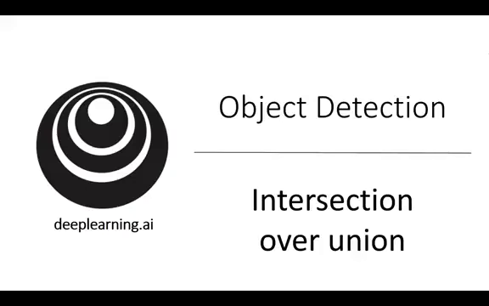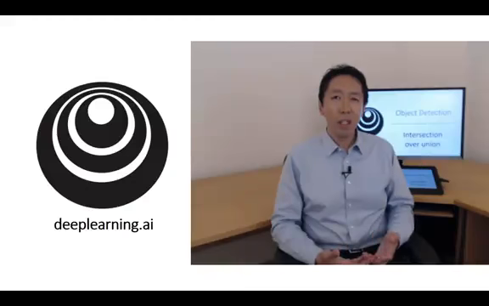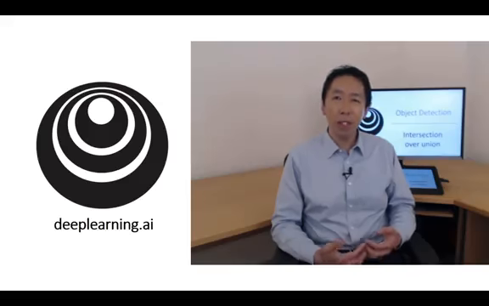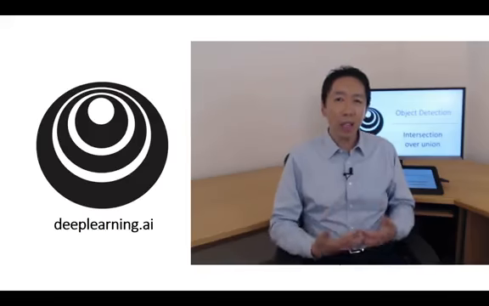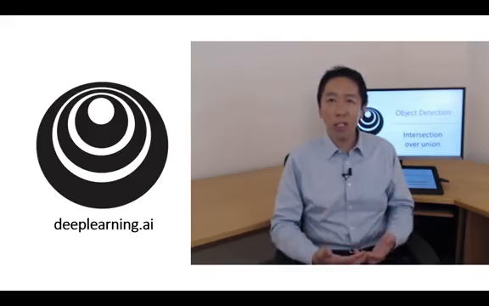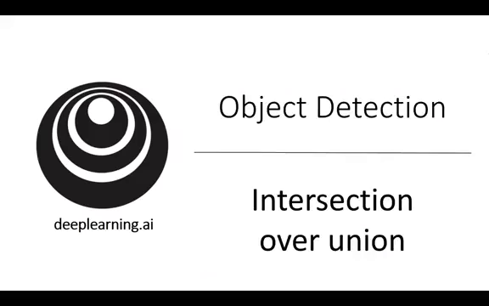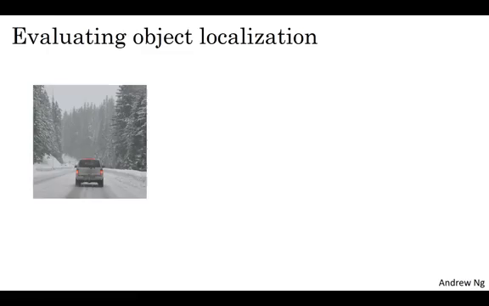So how do you tell if your object detection algorithm is working well? In this video, you learn about a function called intersection over union. This will be used both for evaluating your object detection algorithm, as well as in the next video, using it to add another component to your object detection algorithm to make it work even better. Let's get started. In the object detection task, you're expected to localize the object as well.